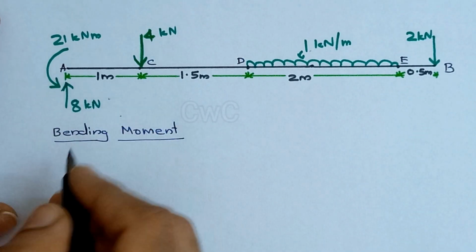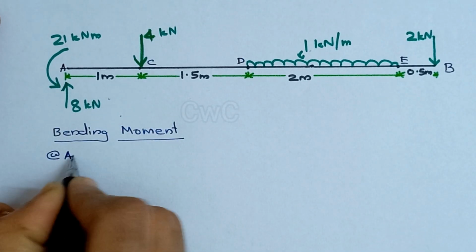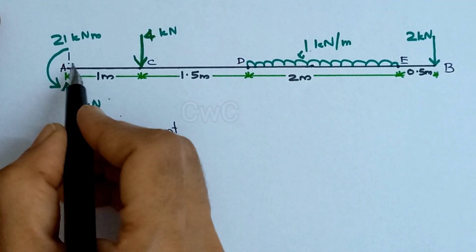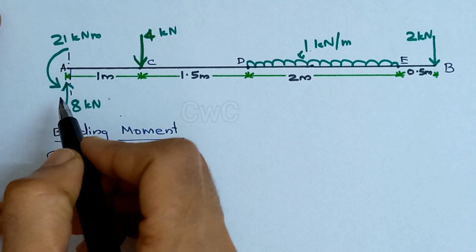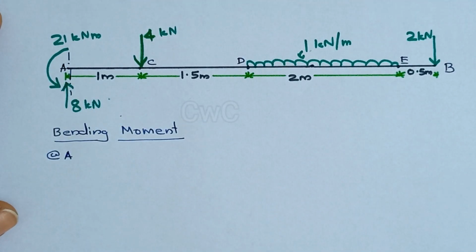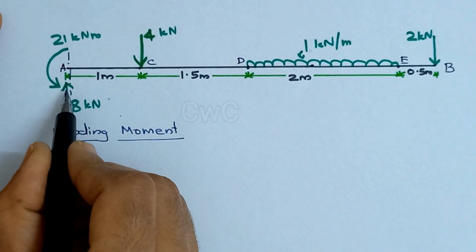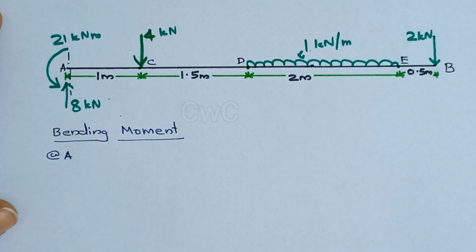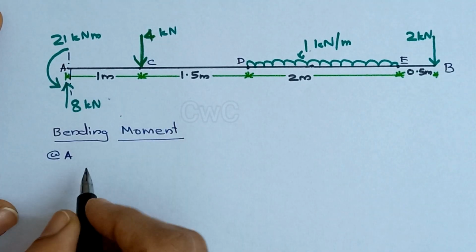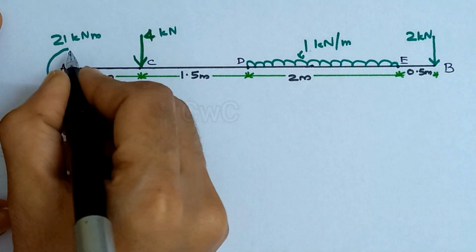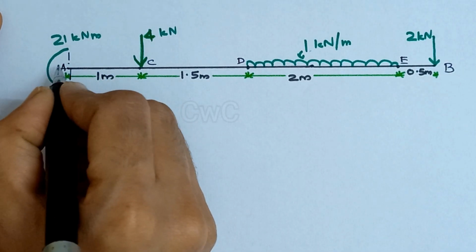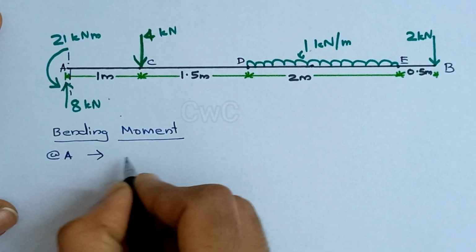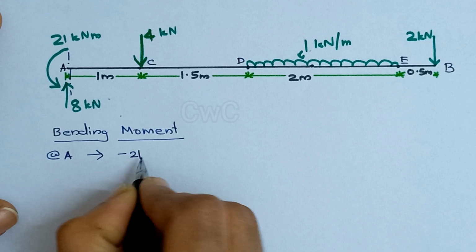For calculating the bending moment at A, we can consider a section at A. Here we have one reaction moment of 21 kilonewton meter. This vertical force we need not consider because at A the distance from the force to the section will be 0. So 21 kilonewton meter, and since it is an anti-clockwise direction at the left of the section, it will give a hogging effect. So we can take it as a negative bending moment.